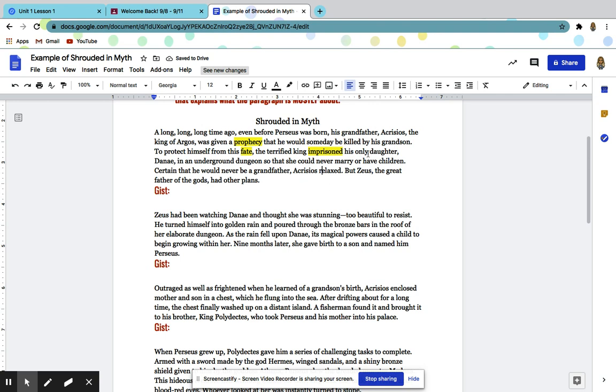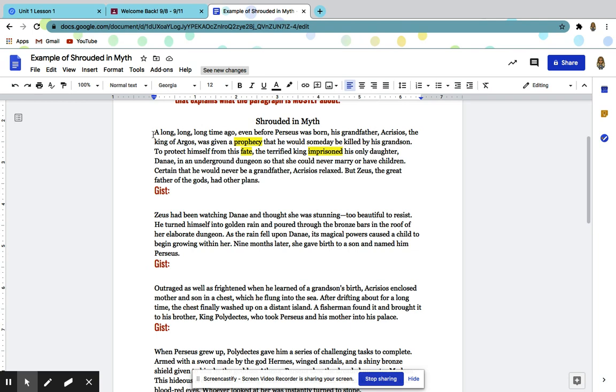He imprisoned his only daughter, Danae, in an underground dungeon so that she could never marry or have children. Certain that he would never be a grandfather, Acrisius relaxed. But Zeus, the great father of the gods, had other plans.